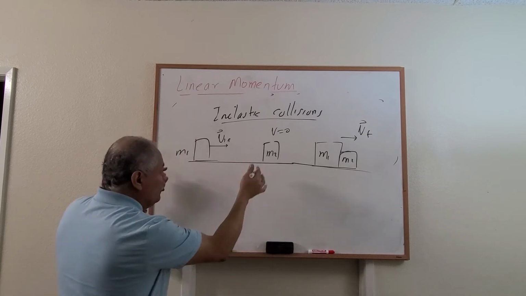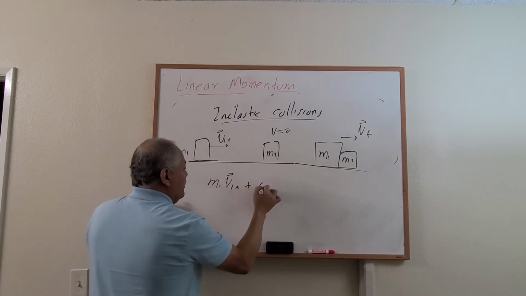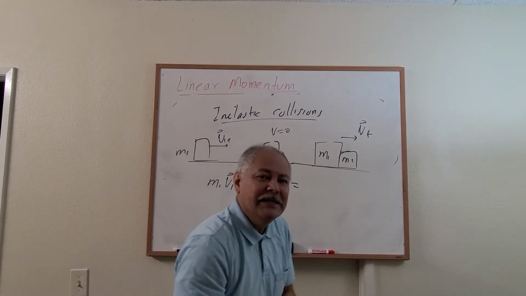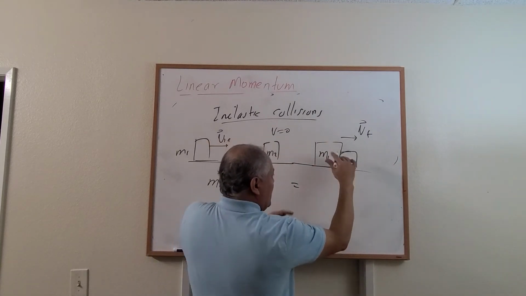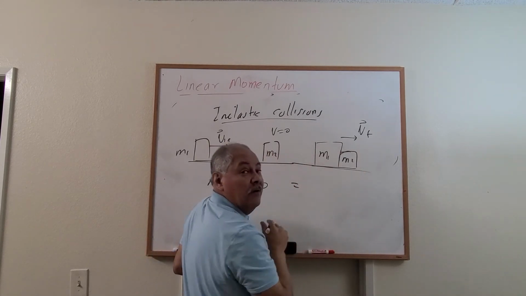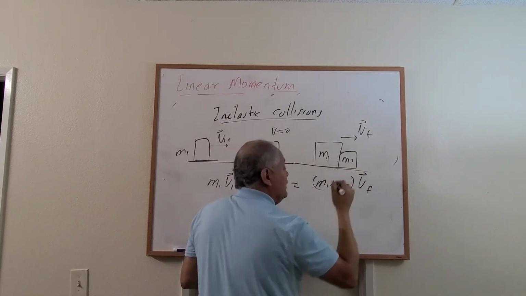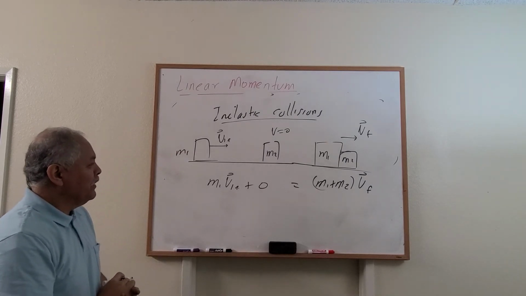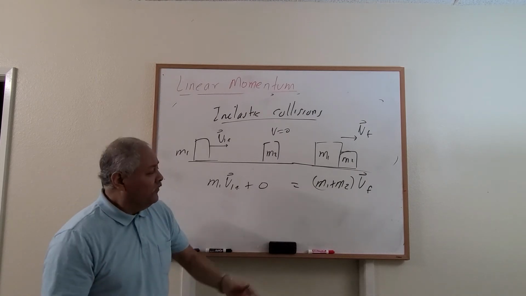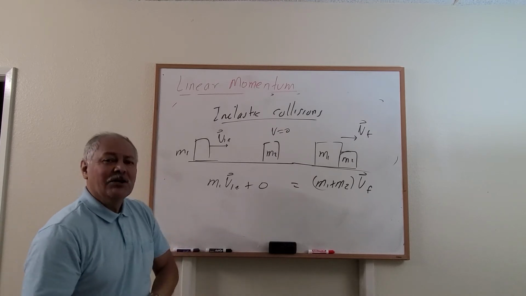So what do we have before the impact? We have only m1 v1 initial plus 0, because the velocity is 0 here, equals the total right after the impact. Because they form a single mass, it's the total mass with the same final velocity: m1 plus m2 times the final velocity. From here you can solve for any quantity, initial or final. In general, this is the analysis for inelastic collisions.